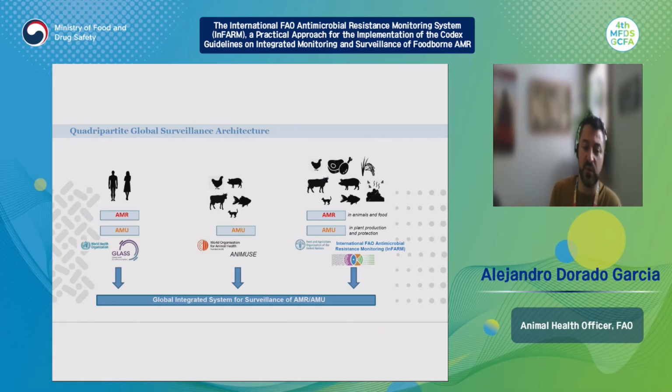In the case of the World Organization for Animal Health, they collect antimicrobial use in terrestrial and aquatic animals at the national level, and they've been also doing this for a number of years, since 2015. And in the case of FAO, we have just started this year with the collection of antimicrobial resistance in animals and food, and we will expand in the future with the collection of antimicrobial use in plant production and protection under the INFARM system. So the information coming from these 3 different systems, GLASS, Animuse, and INFARM, will be shared on an annual basis on the GISA platform to start forming a global system for integrated surveillance.